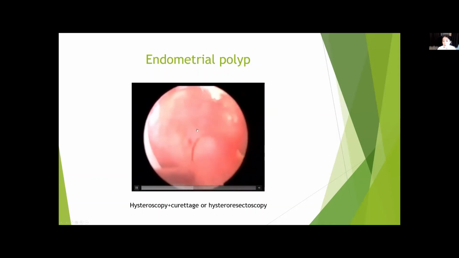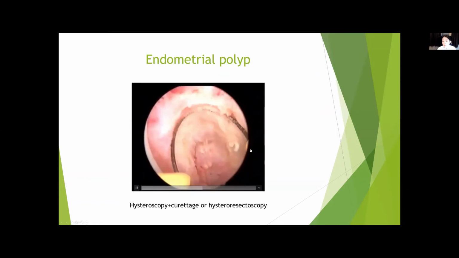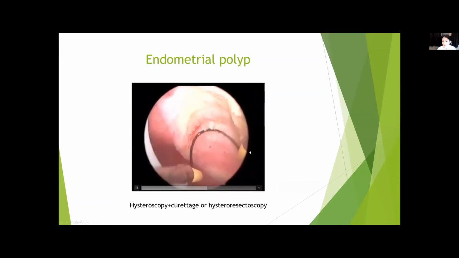And we are using a monopolar loop to make an excision by hysteroscopy.